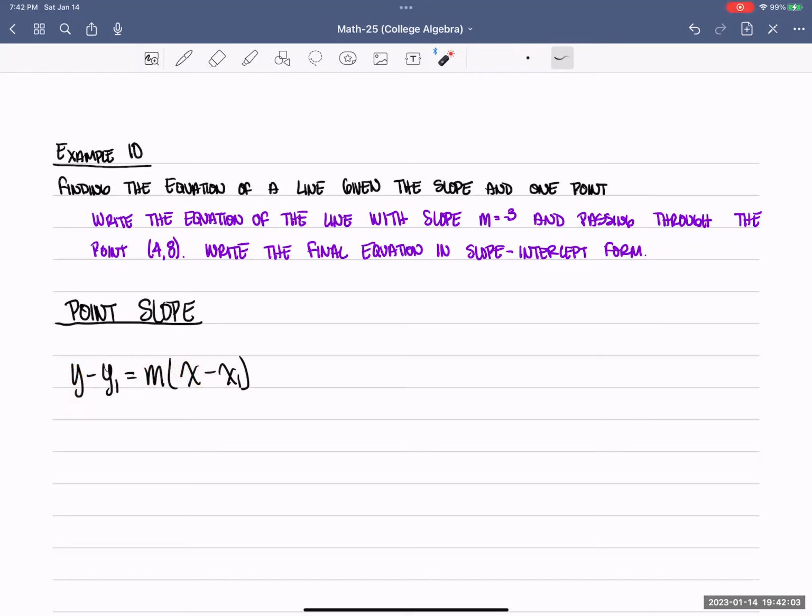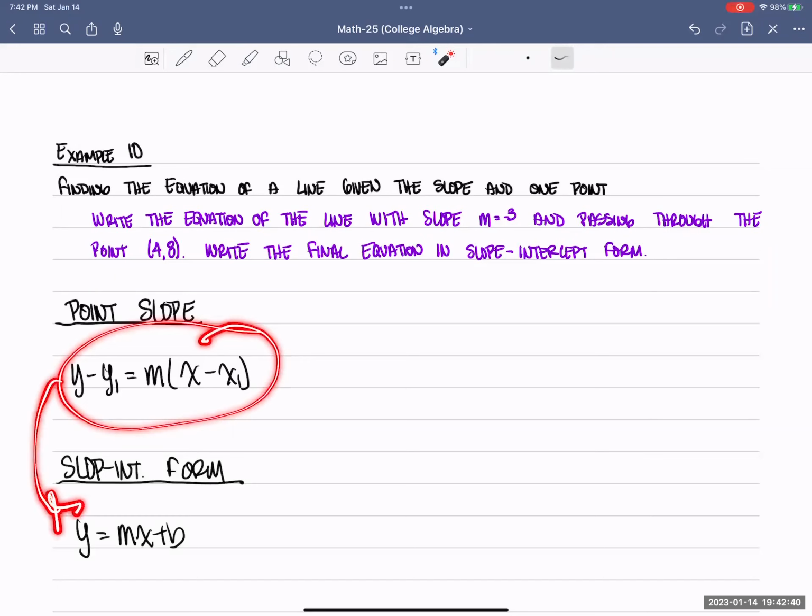So we're starting off with that, and they also throw in this term, slope-intercept form, and from example 9, we know that that's our y equals mx plus b. So slope-intercept form: y equals mx plus b, where m is our slope and b is our y-intercept. So starting off with that, they want us to find the equation of a line. So we're definitely going to start off with this and end up with this.